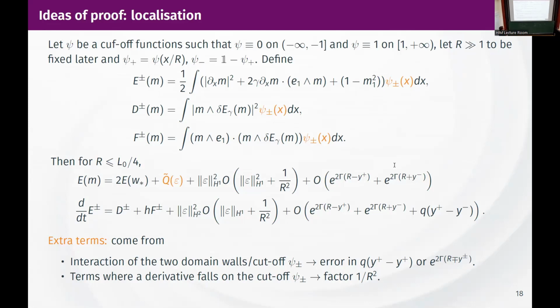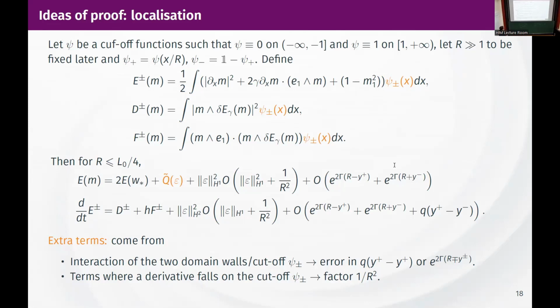But when I have errors coming from the cutoff, it means that when I do the computation, for example, for the dissipation, the derivative falls on the cutoff. And I gave myself one extra parameter R, so that when I have one derivative that falls on the cutoff, I get a factor 1 over R. And this, in the end, will be this factor.